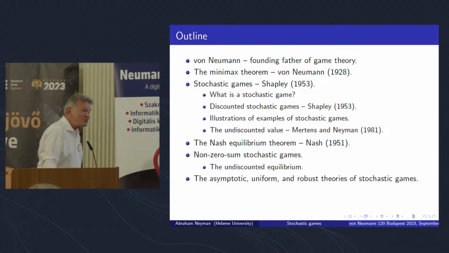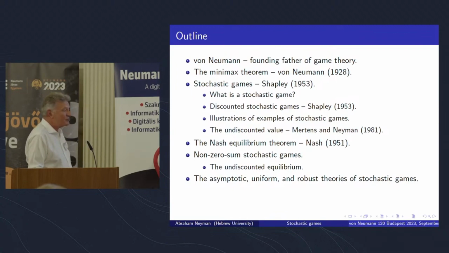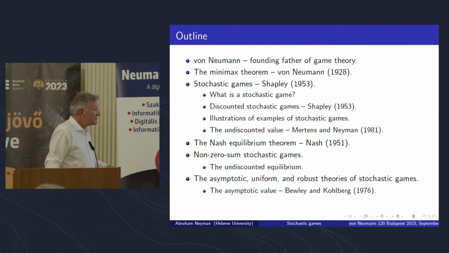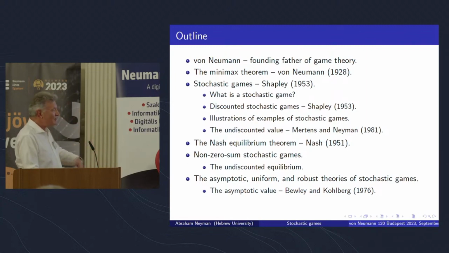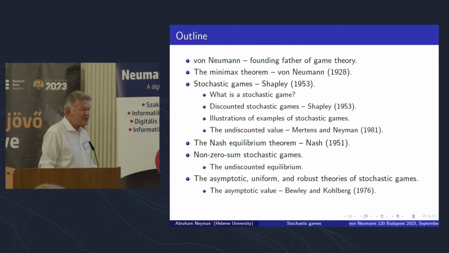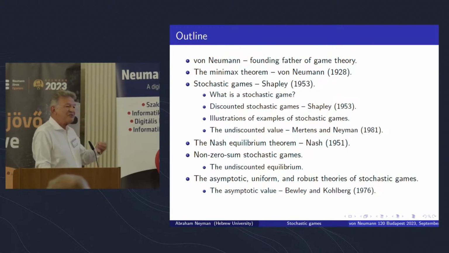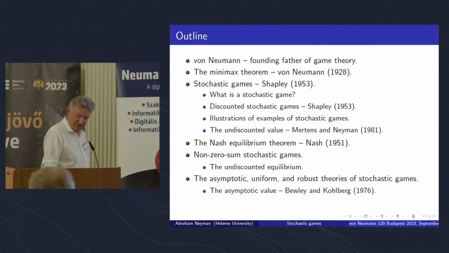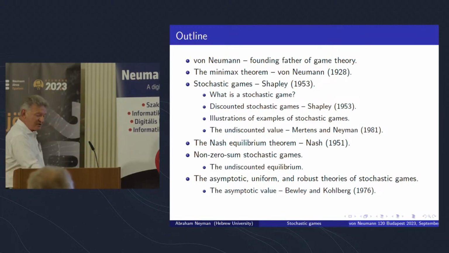And then we will close, if there is time, by discussing three different theories of stochastic games: the asymptotic, uniform, and robust theories. The asymptotic value is a theory developed initially by Bewley and Kohlberg, which looks at the solution of the game. There are various ways of evaluating streams of payoffs, and you want to see, when the players become more and more patient, whether the solution converges to a limit. This is the Bewley and Kohlberg result.